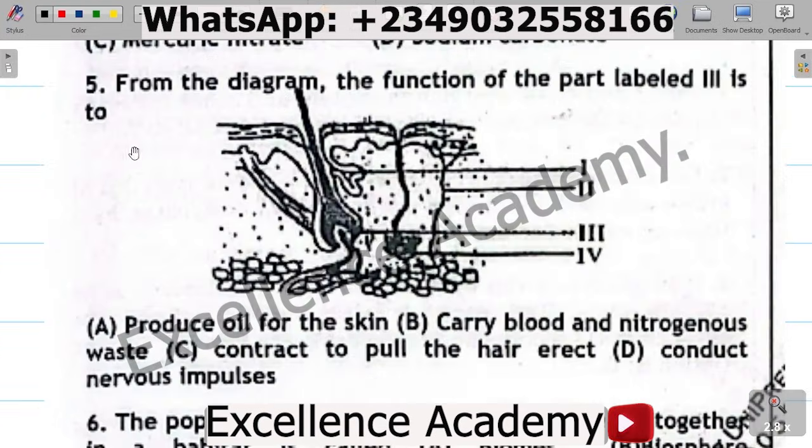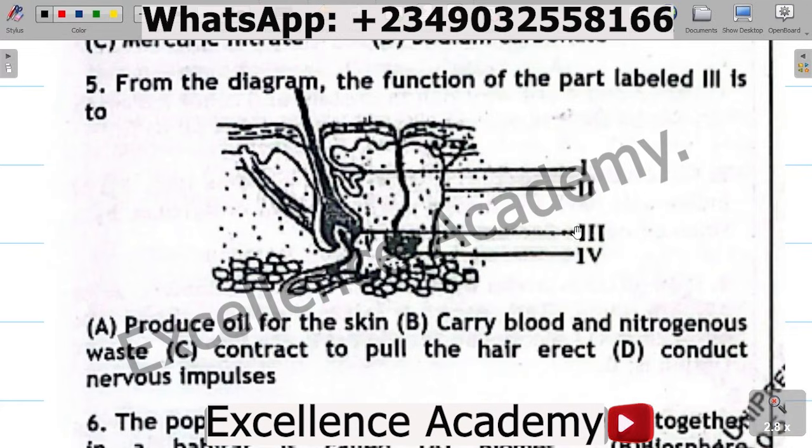Copper sulfate. Question 5. From the diagram, the function of the parts labeled III is to A. Produce oil for the skin, B. Carry blood and nitrogenous waste, C. Contract to pull the hair erect, D. Conduct nerve impulses. This diagram shows the diagram of a skin. Option I shows the sebaceous gland. Option II shows the arteries. Option III shows the hair follicle. And option IV shows the sweat gland.